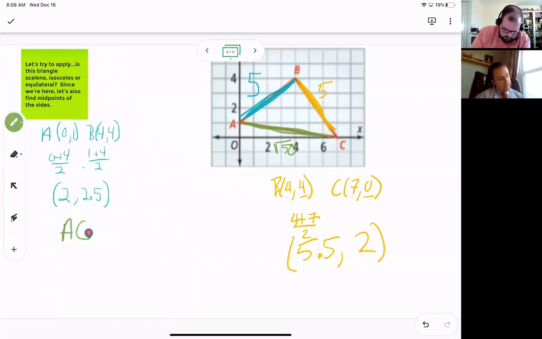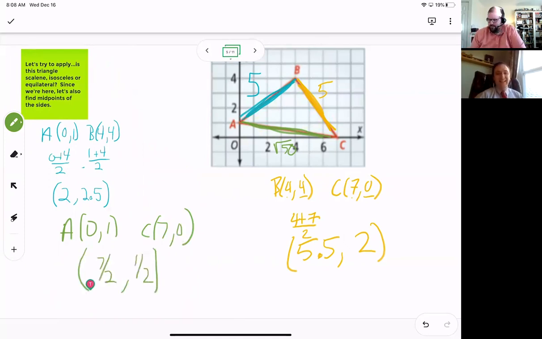Now, if we're talking AC, A is at 0, 1. Be consistent, Mr. Butterworth. A is at 0, 1, and C is at 7, 0. Oh, see, these addition problems are easy. 0 plus 7 is 7 divided by 2, and then 1 plus 0 is 1 divided by 2. I wrote fractions that time. Made me happier. So we found all three midpoints. In fact, that was way faster than the first part of the problem, finding the midpoints. So you're saying midpoints might be an easier calculation than lengths? I think so. Yeah, got it.